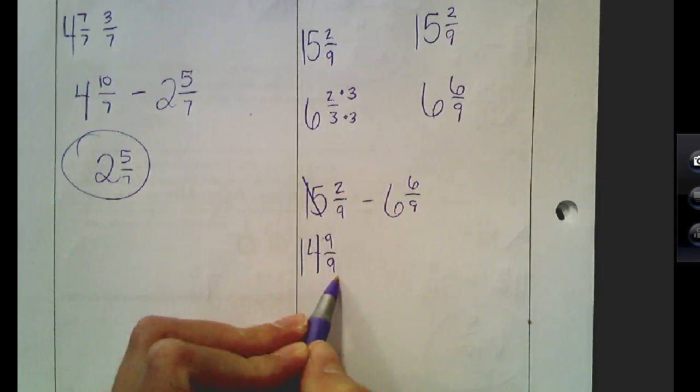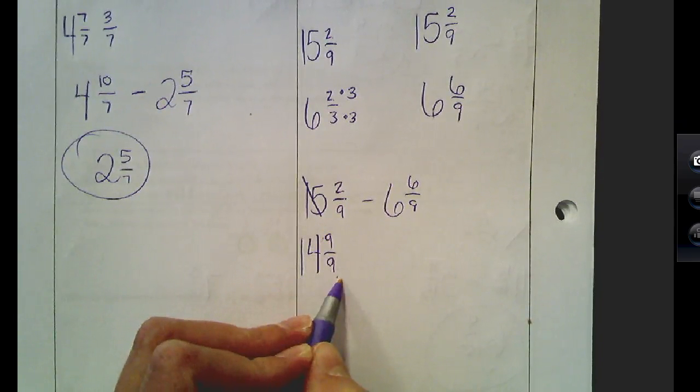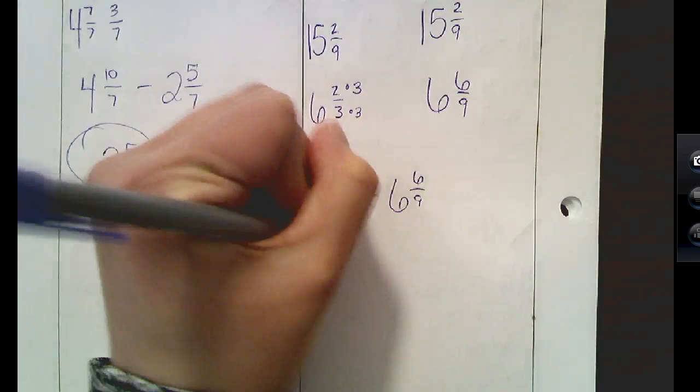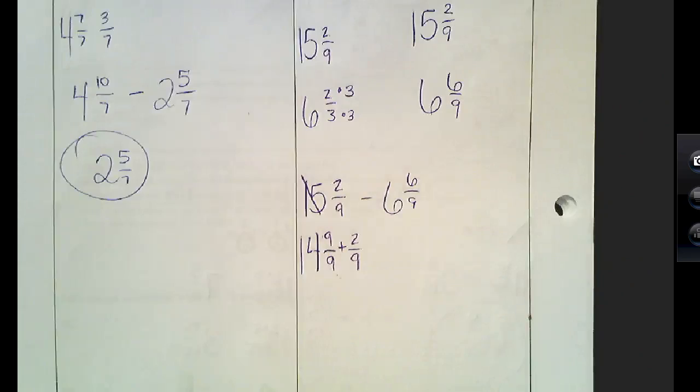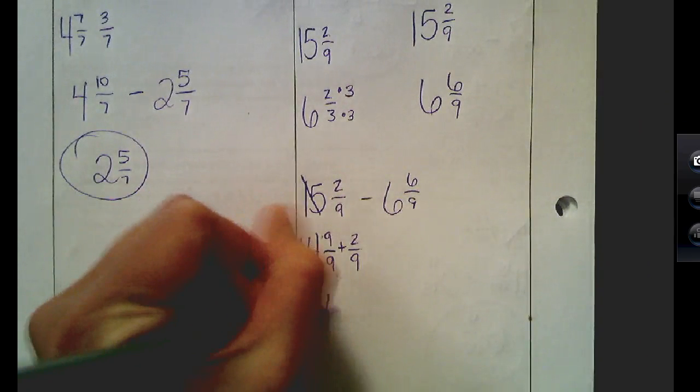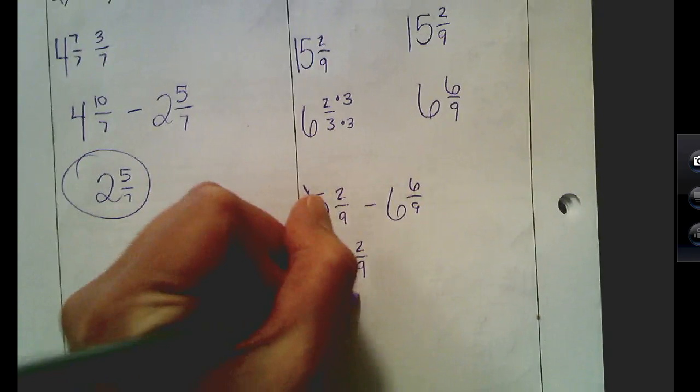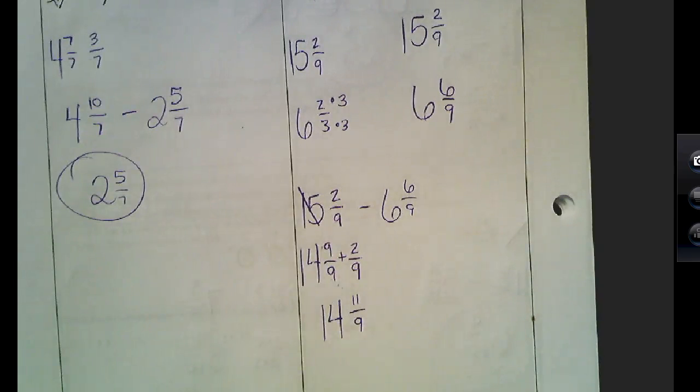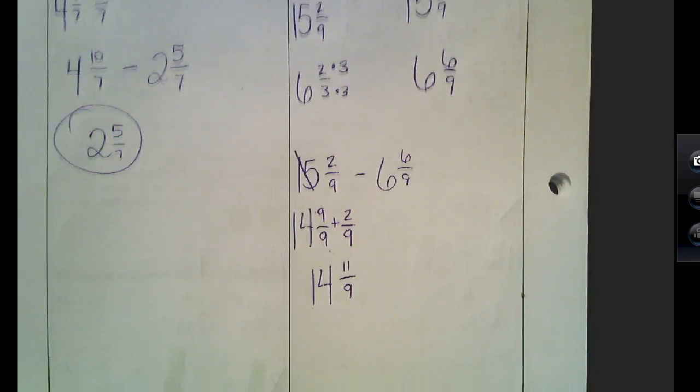Now that we rewrote that as 9 out of 9, we have to add my 2 ninths back onto it. So let's go ahead and add that 2 ninths. And that is where we got 14 and 11 ninths. So we got 14 and 11 ninths when we add those together.